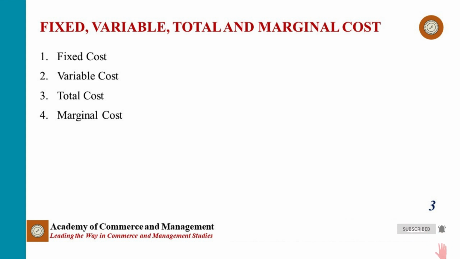The second type of cost is variable cost. It is the cost that varies directly with the quantity of production. For example, raw materials or wages of production staff. The third type of cost is total cost. Total cost is the sum total of both fixed cost and variable cost. And the last type of cost is marginal cost. It is the total cost of producing one additional unit.